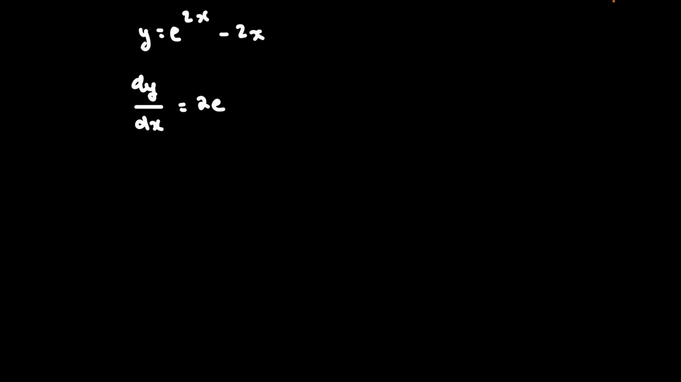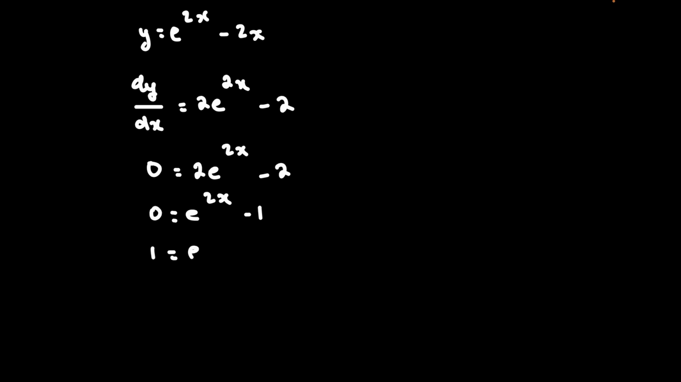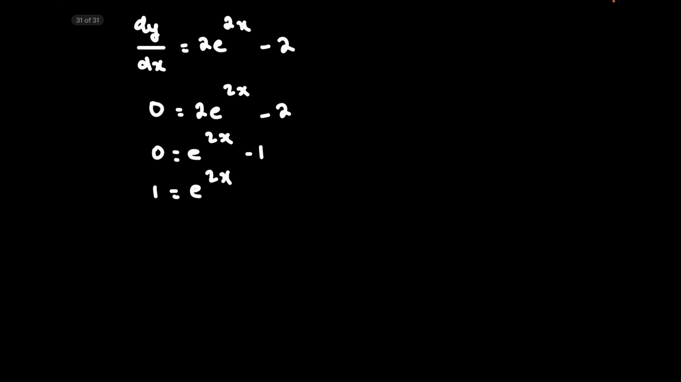What we'll get is 2e to the power of 2x, take away 2. And you can have a look at my differentiation series to see how we can differentiate e to the power of 2x. Now that we have this, we let this equal 0. So that would be 2e to the power of 2x take 2 equals 0. And to solve this, we can simply factor out a 2. We can divide both sides by 2. So 0 equals e to the power of 2x take 1. And we can solve when 1 equals e to the power of 2x.